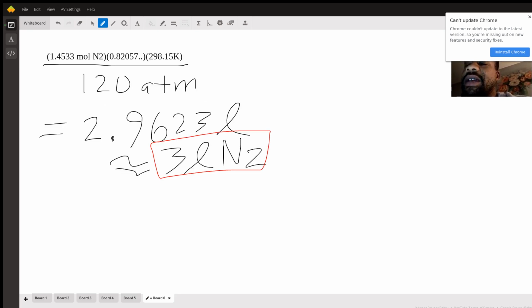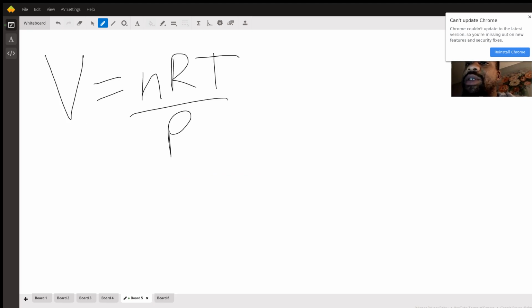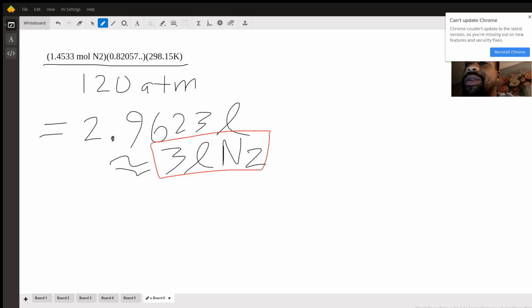Solve for V. You take the moles we found earlier, you take the ideal gas constant, you take Kelvin and put it right there. Divide that by the pressure, which is 120 atm. And you get 2.9623 liters of nitrogen gas, which can be rounded off to about 3 liters of nitrogen gas.